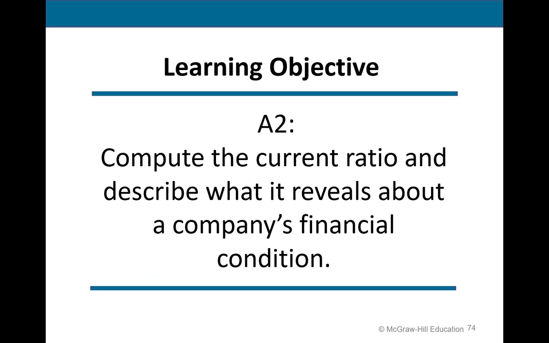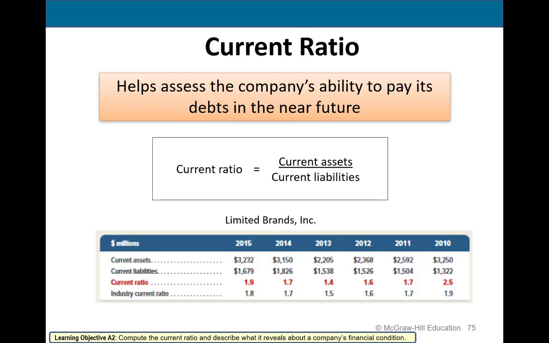Compute the current ratio and describe what it reveals about a company's financial condition. An important use of financial statements is to help assess the company's ability to pay its debts in the near future. Such analysis affects decisions by suppliers when allowing a company to buy on credit. It also affects decisions by creditors when lending money to a company, including loan terms such as interest rate, due date, and collateral requirements. It can also affect the manager's decision about using cash to pay debts when they come due.